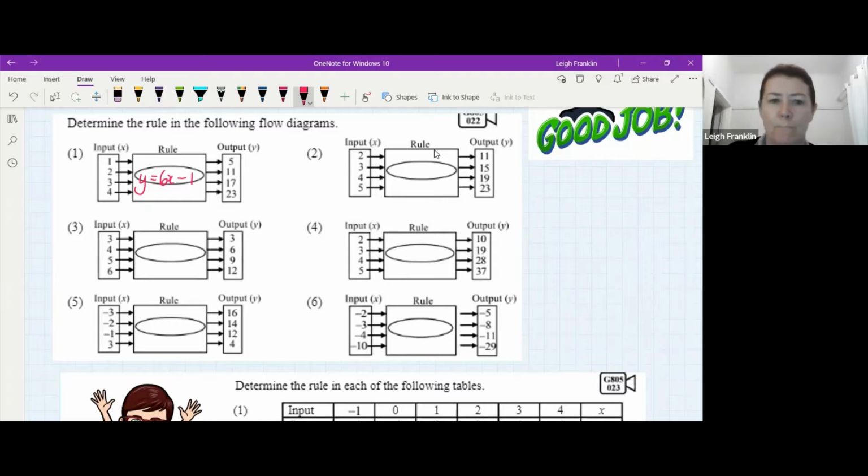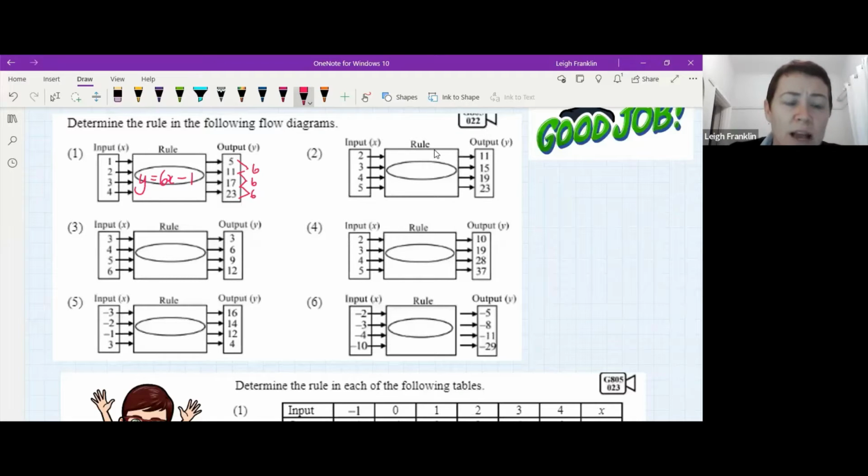Ma'am, I was trying to see which numbers I could times and minus and add by to get the answer, ma'am. Okay, so what you're supposed to be doing is looking at the difference between the outputs. When you go from 5 to 11, you add 6. When you go from 11, you've got to add 6 again to get to 17. When you're sitting at 17, you've got to add 6 again in order to get to 23. So 6 becomes your multiplier.